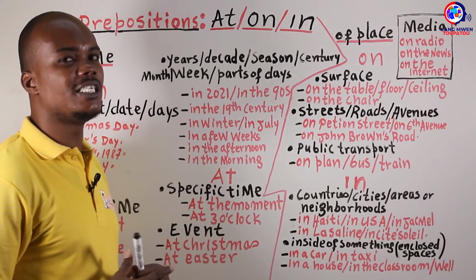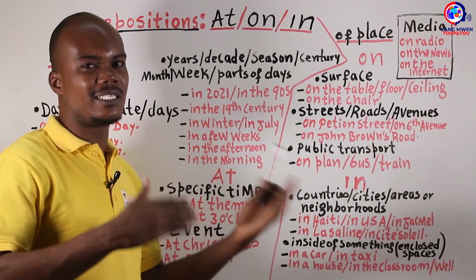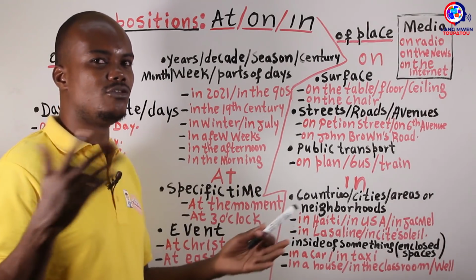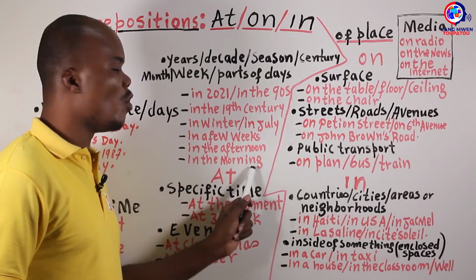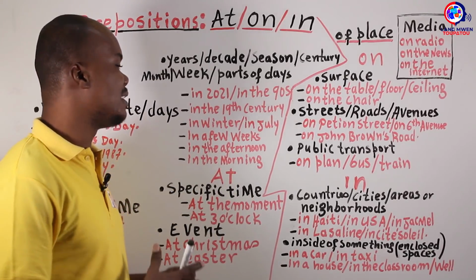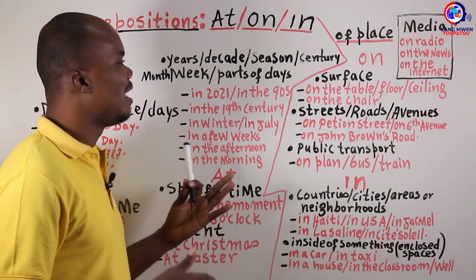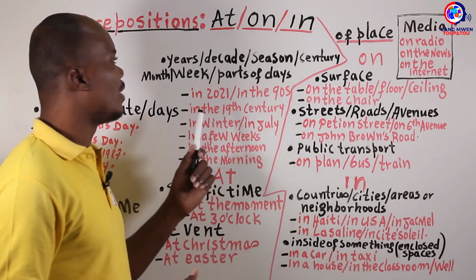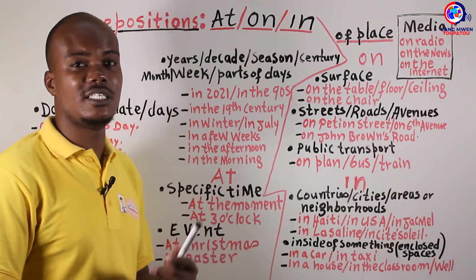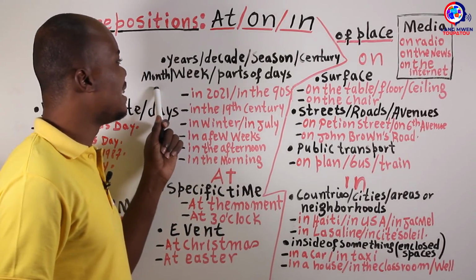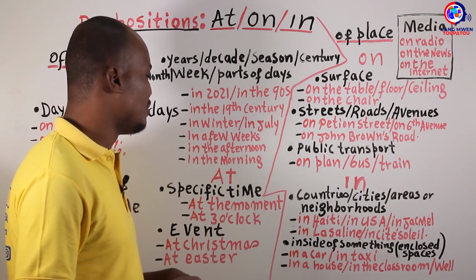And next, you can use preposition in with parts of days. For example, you can say in the afternoon, in the morning, in the evening. Remember, you use preposition in before year, before decade, before season, before century, before month, before week, and before parts of days. I think you understand now.